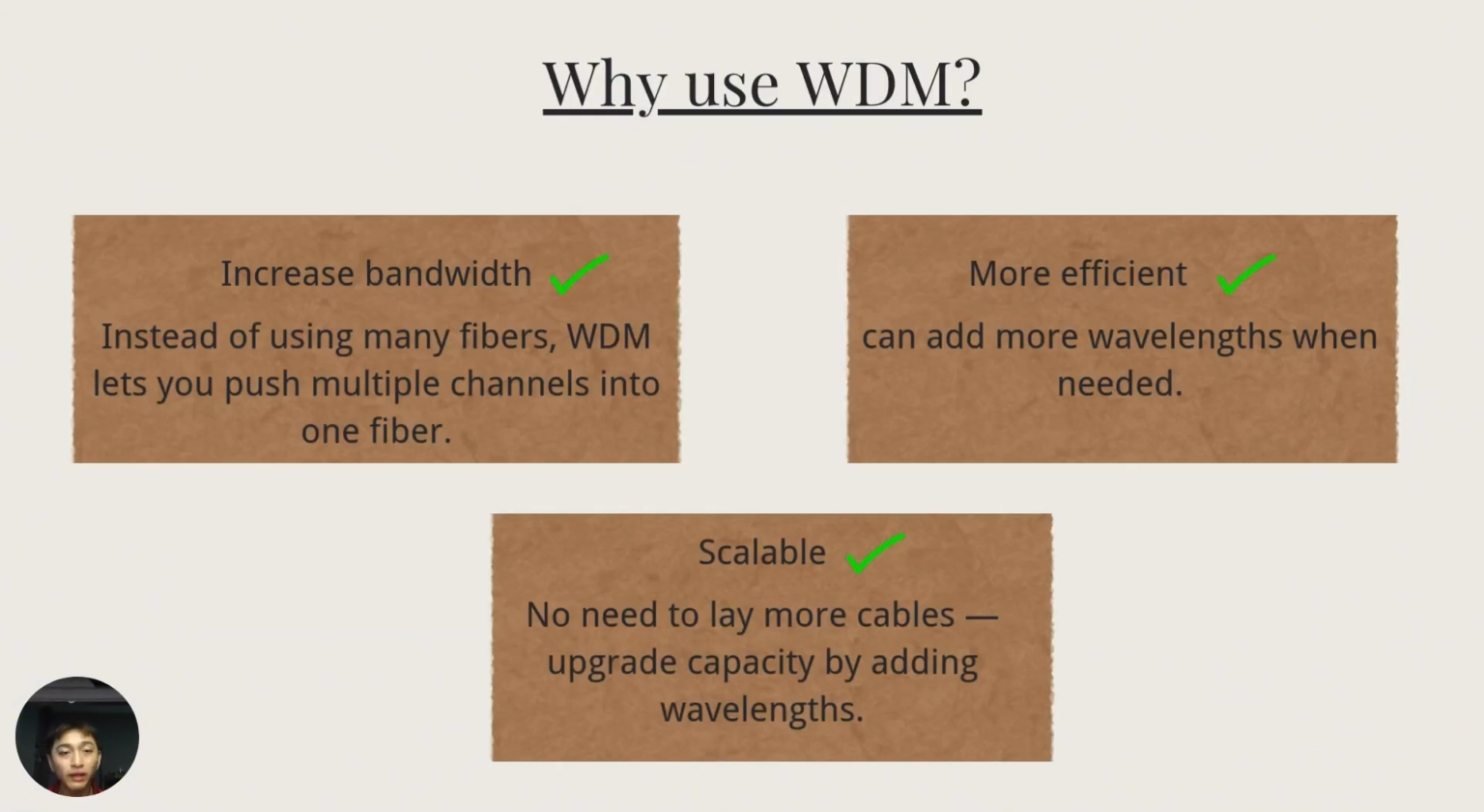So, why use WDM? The first one is increased bandwidth. Instead of using many fibers, WDM lets you push multiple channels in one fiber. For example, 40 channels times 10 Gbps is equal to 400 Gbps on one fiber. The second one is more efficiency. No need to lay more cables. This can upgrade capacity by adding wavelengths. And the last but not least is scalability. You can add more wavelengths when you need.